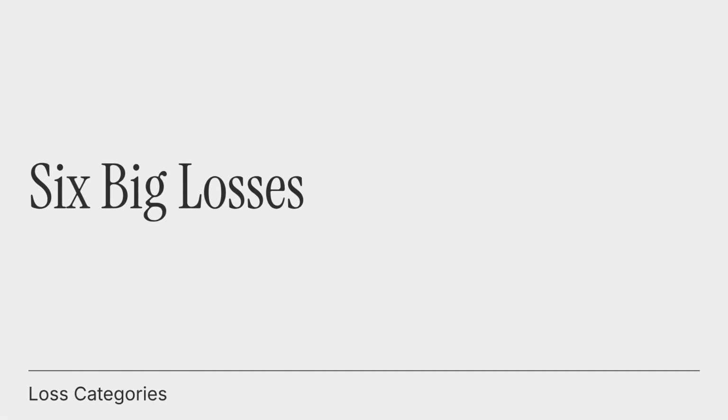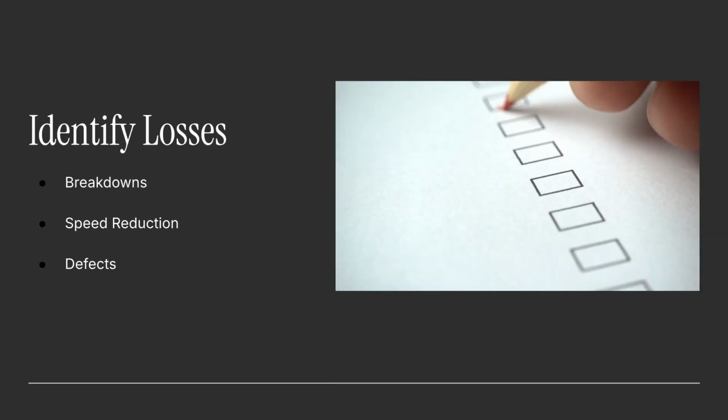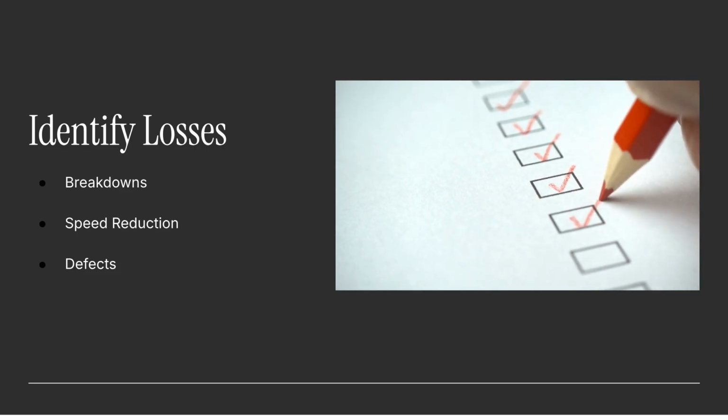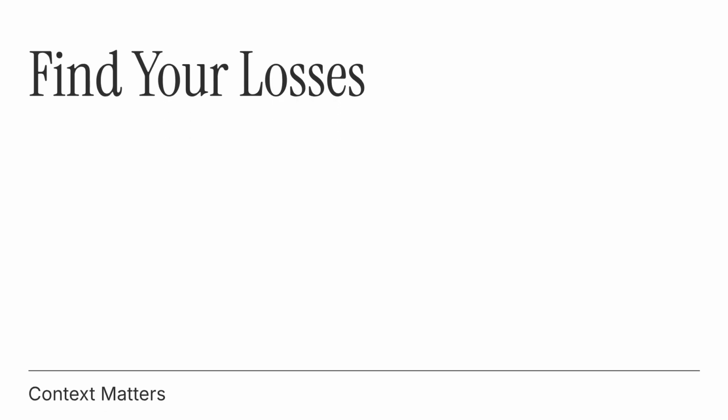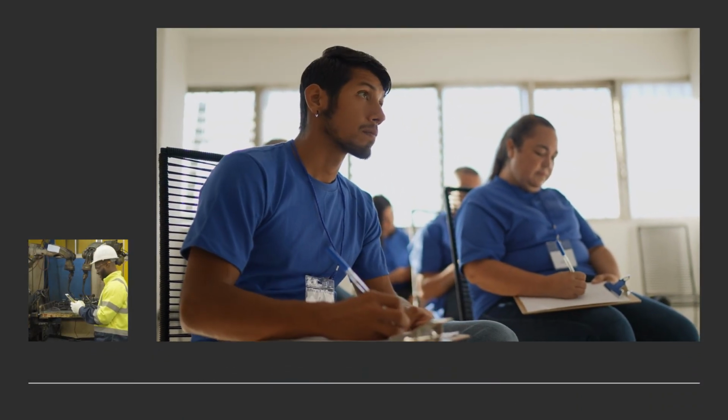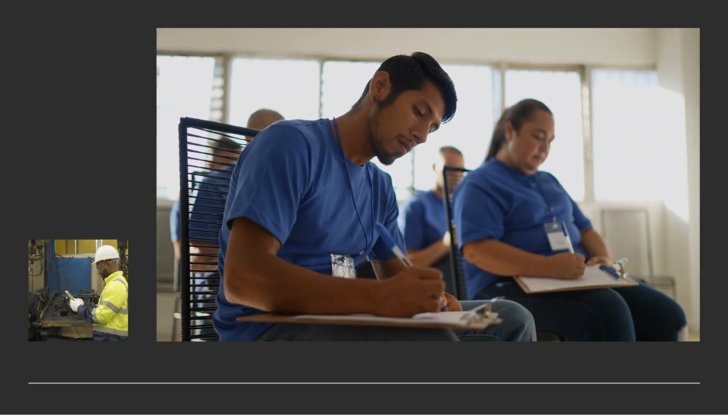The 6 big losses are common areas of inefficiency that affect OEE. These losses are categorized under availability, performance, and quality. Identify each in your processes. It's crucial to find and understand the losses specific to your own context. Select a process or equipment. Review its last period of inefficiency, and try to identify the big losses.